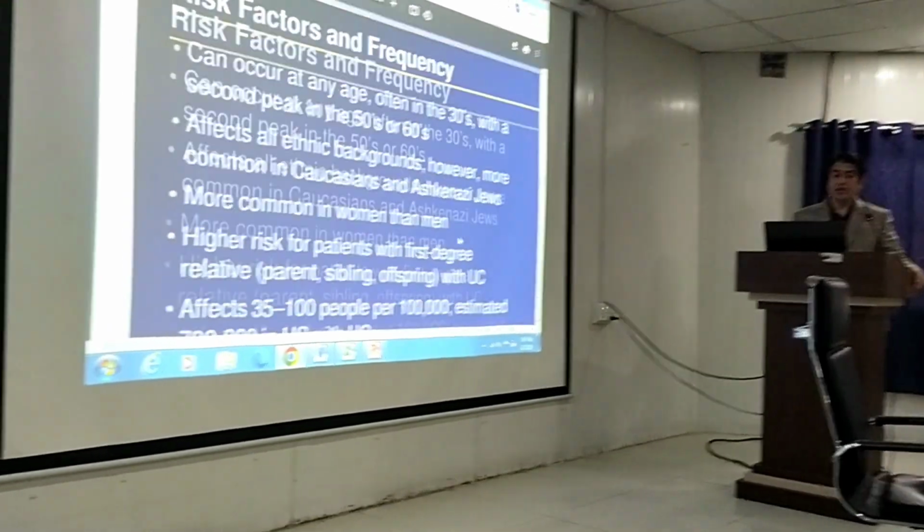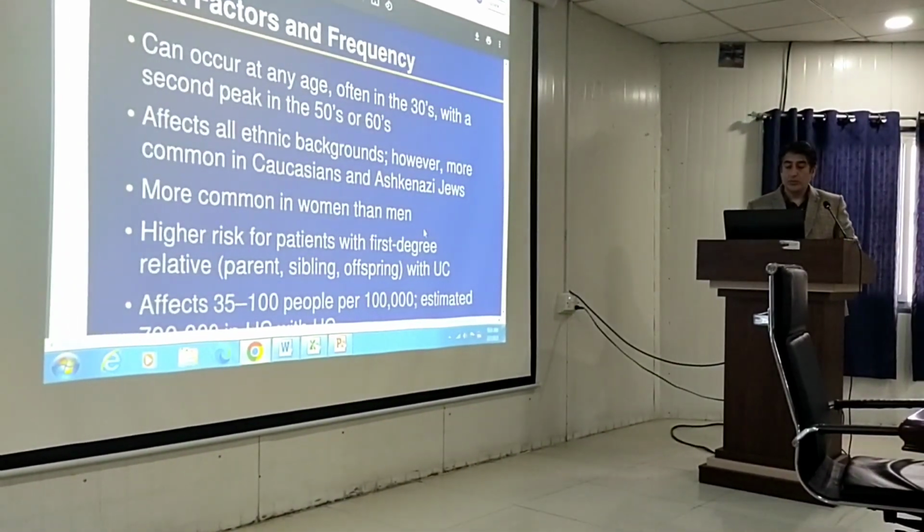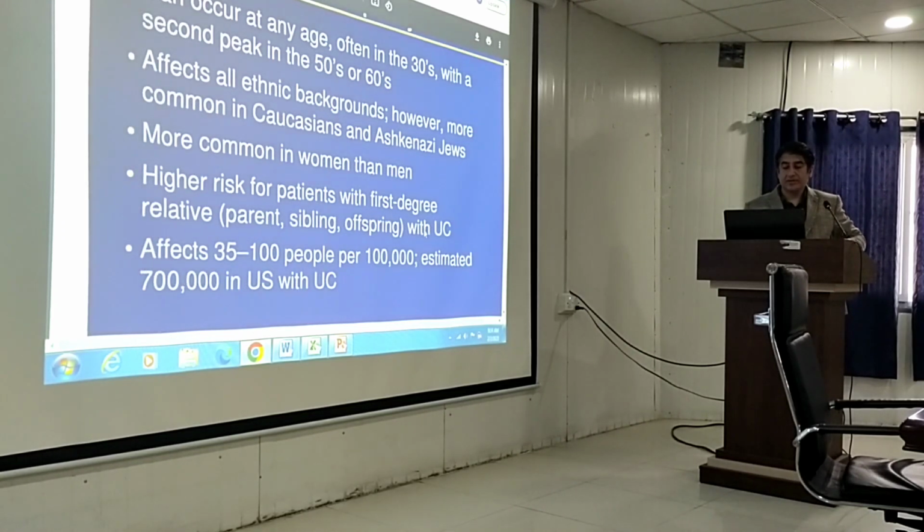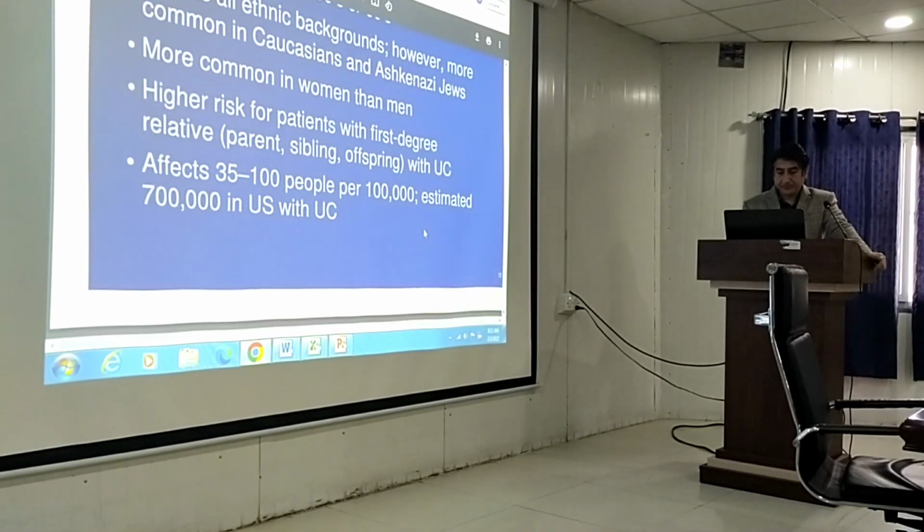Risk factors and frequency: it can occur at any age, often in the 30s, with a second peak in the 50s or 60s. So, mostly the disease affects the young population, affects all ethnic backgrounds, however, more common in Caucasians and Ashkenazi Jews, more common in women than men, high risk for patients with first degree relatives, parents, siblings, offspring with ulcerative colitis. Affects 35 to 100 people per 100,000, estimated 700,000 in US with ulcerative colitis. So in United States, the ulcerative colitis is very much common, but Crohn's disease is also more common compared to Asian countries.